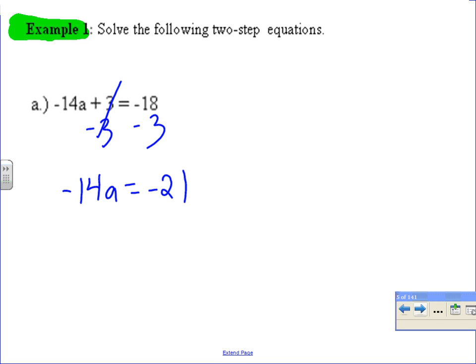The second thing you always do is multiply or divide depending on what the problem looks like. So this is really negative 14 times a. Donatus, how do we get rid of the negative 14? Good. Divide both sides by negative 14, just like we did in chapter 2. We now have a one-step equation. So Alex, what would the answer be?